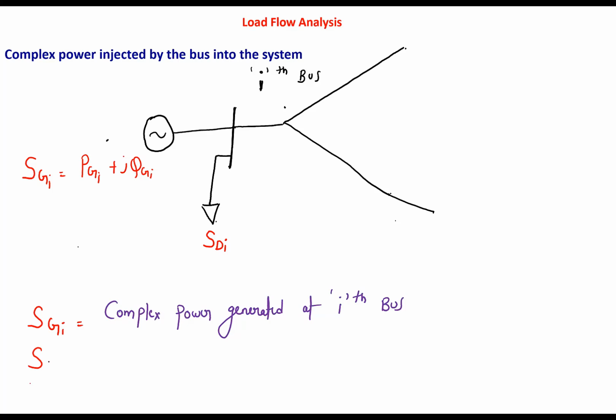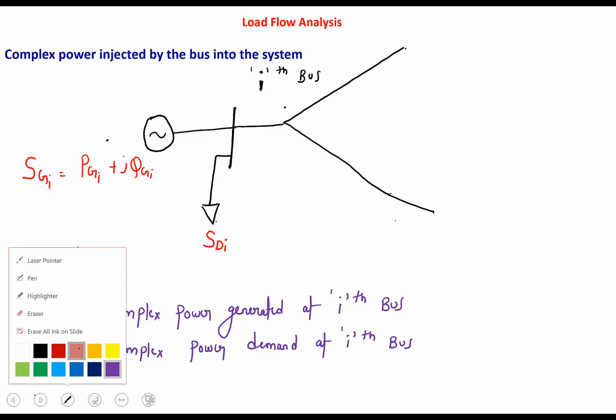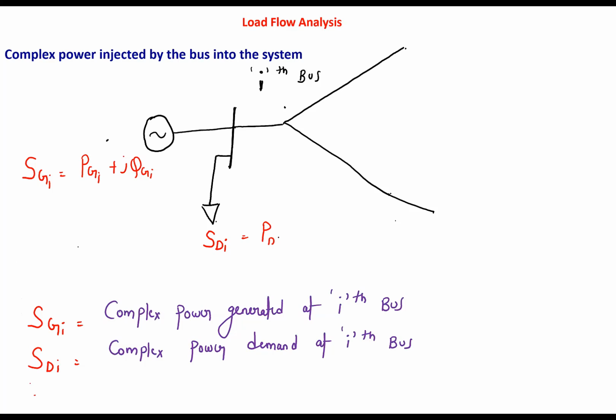Now let us call the load that is connected SDi. So what is SDi? Can anybody tell what is SDi? Complex power demanded. Complex power demand at the ith bus. So SDi we can write as PDi, real power demanded at the ith bus, plus jQDi, reactive power demanded at the ith bus. So this is the generated value and this is the demand value.